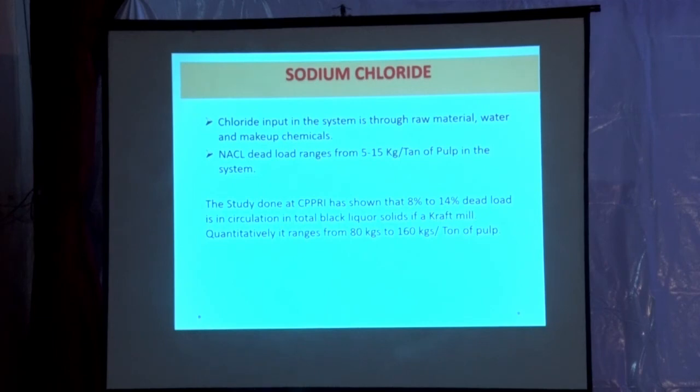Sodium chloride, much has been discussed since yesterday. I think the top of the recovery presentation so far. And we all know that we have done this study that 8 to 14% dead load in the circulation in total kraft black liquor, and it ranges from 80 to 160 kg. In some mill it is even 80 kg, they are the best mill. I'm not going to name them. And there are certain mills in the country which are putting their resources in waste, like using this 160 kgs, recirculating them, energy, temperature, heat, power. They are wasting these resources.